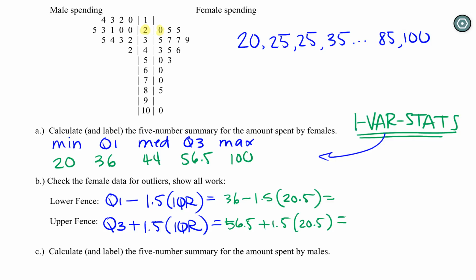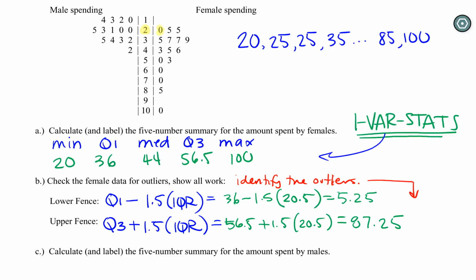And those fence formulas should give you 5.25 and 87.25. Now, remember, the one piece that is missing here, that would be on an exam, is that I always ask to identify the outliers. The question is, are there any outliers? Show me your work. I don't like the question mark, but identify the outliers.